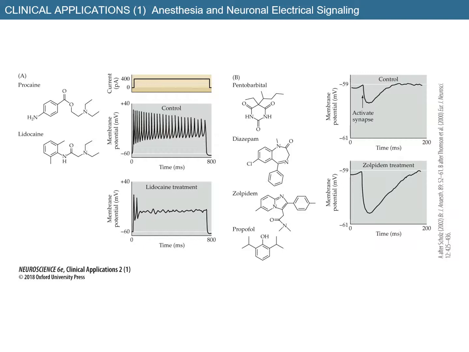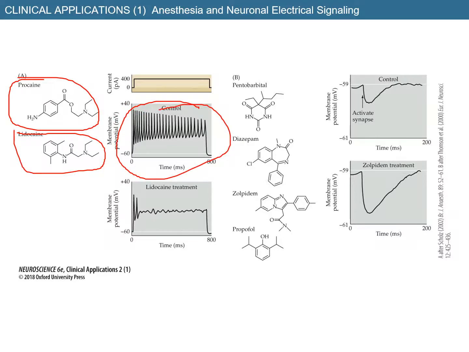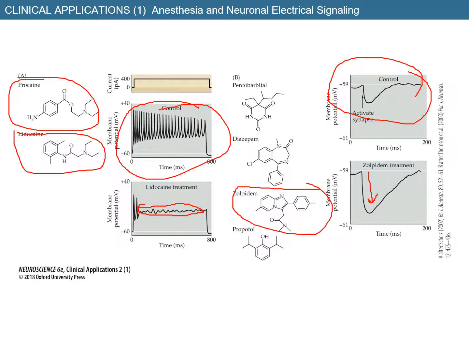Last is looking at anesthesia. This figure is looking at procaine and lidocaine, 2 common anesthetics. And when we look at a normal event here, we can see a normal event, and we add lidocaine, look what happens to the amplitude of the action potentials. They're greatly reduced. In fact, we see the same kind of thing when we look at a control here, and we add in our other anesthetic here. We can see that this greatly moves us in a hyperpolarized way away from threshold.